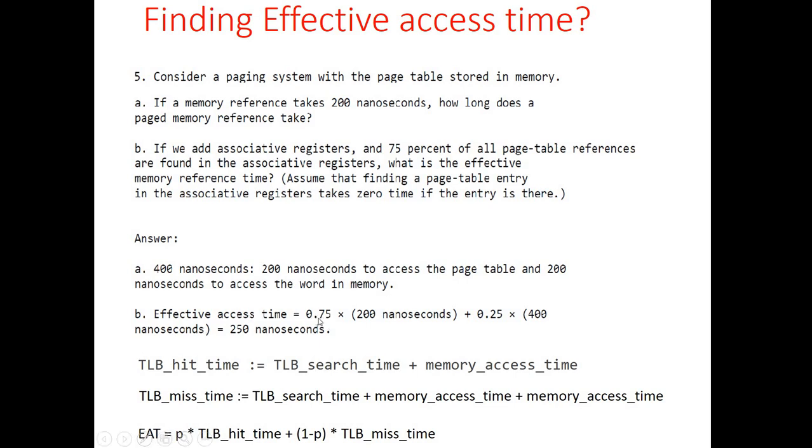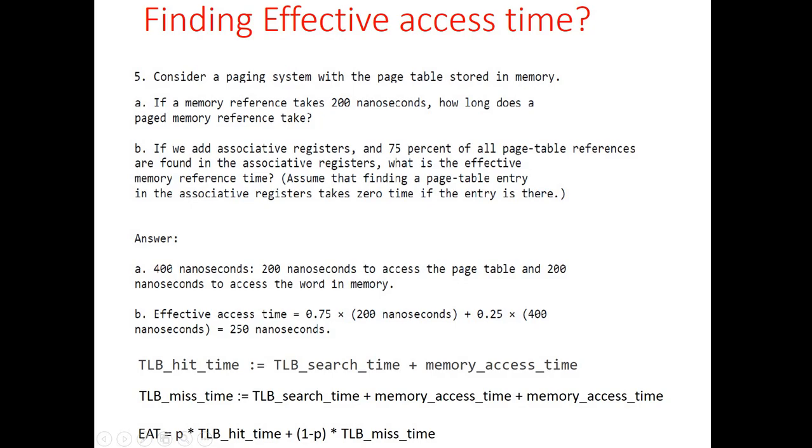So 75% means 0.75 multiplied by 200 nanoseconds plus 0.25 into 400 nanoseconds, because in this problem they have mentioned that the TLB search time is 0. So therefore 0 plus 200 plus 200, that is 400. So 0.25 into 400 nanoseconds. In total, the effective access time will become 250 nanoseconds.